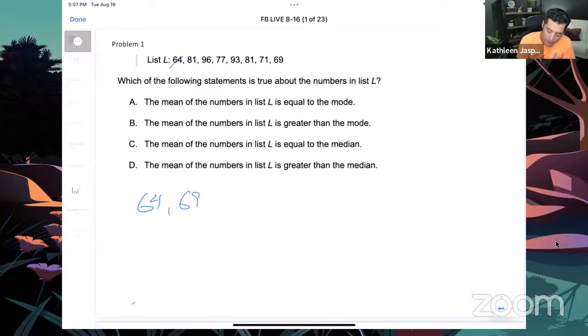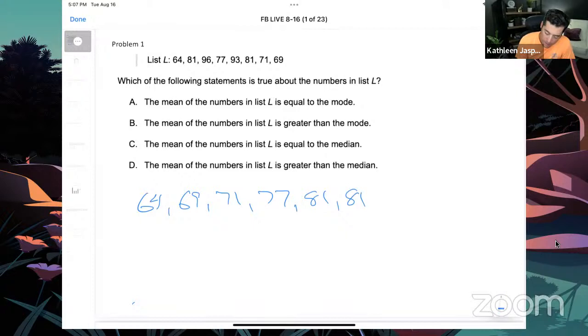I can't cross this out, and you can't cross it out, and you shouldn't, because you're not allowed to, since it's going to be on a computer screen. Those are the little things you need to be aware of. Next, the 70s: I see a 77 and 71. So 71, 77. And after the 70s, I see the 80s. I see 81, 81, 81, 81. Nothing left.